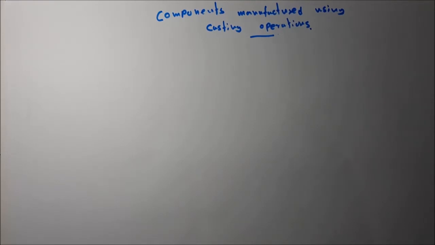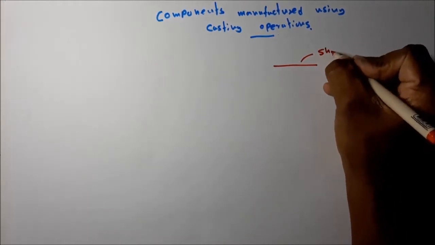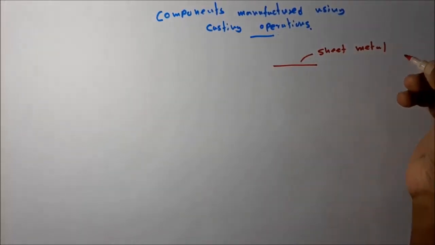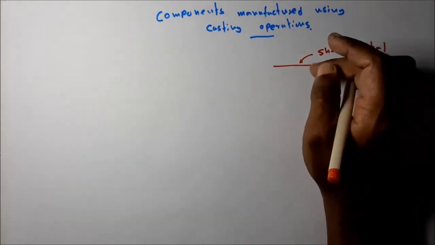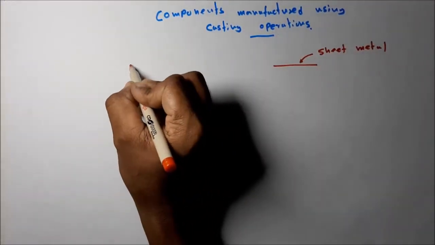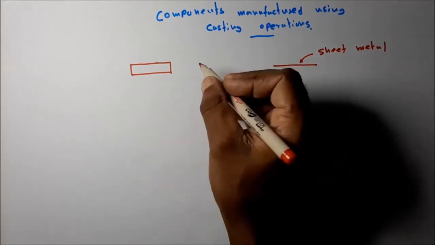For example, you may wonder what casting has to do with sheet metal manufacturing. Actually, the initial billet is manufactured using the continuous casting operation. Sheet metal is not a direct cast component, but the billet used to manufacture the sheet metal is manufactured using continuous casting.